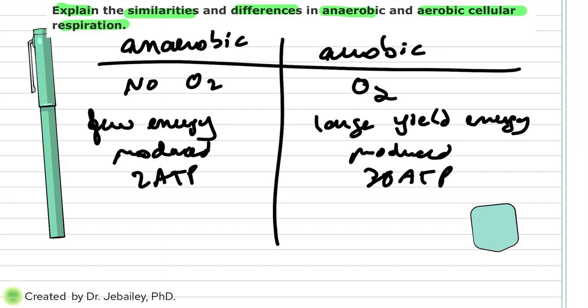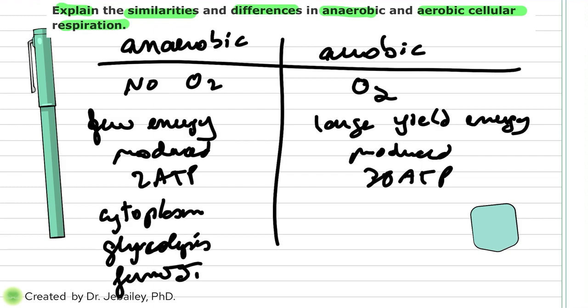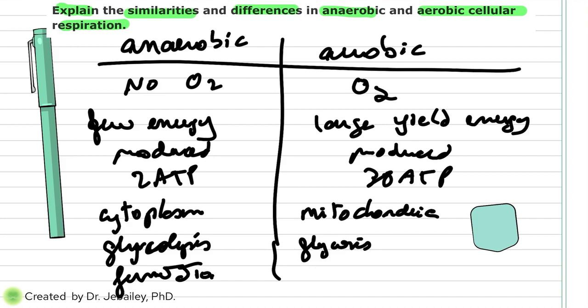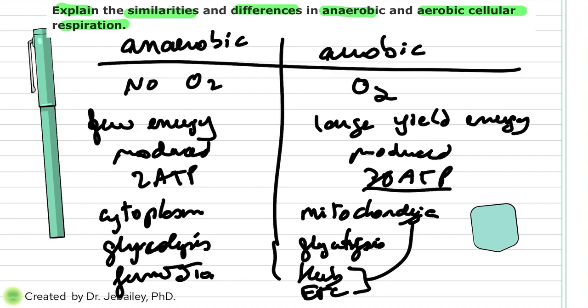The anaerobic usually happens in the cytoplasm, and that means only glycolysis happens, and after glycolysis there's fermentation. However, aerobic, because there is oxygen, also happens in the mitochondria, and that means we have glycolysis happening in the cytoplasm, as well as the Krebs cycle and the ETC, all of these happening in the mitochondria. And eventually, with the oxygen, you are producing a lot of ATP. So these are basically some of the differences that you can see between them.